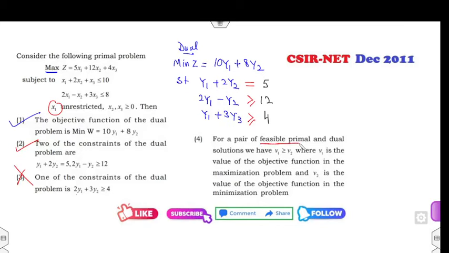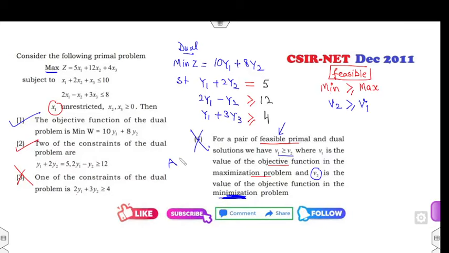For the pair of feasible solutions v1, the problem of the objective function is maximization. Again, minimization will always be greater than maximization at a feasible solution. At the optimal, both will be equal. You can see in the given statement it is written as feasible. The minimization problem is v2, and v2 must be greater than or equal to v1. But here it is the opposite, so that's a wrong option. So A and B are my right answers of this problem.